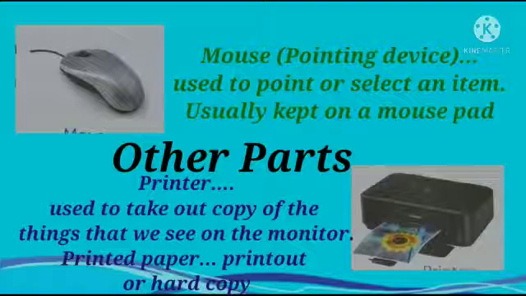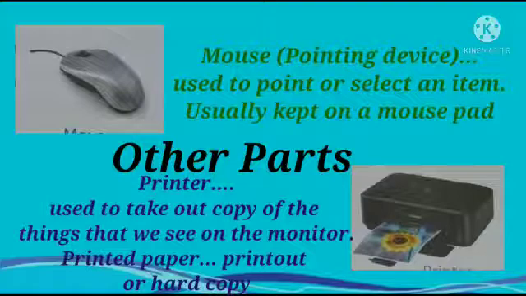The other parts of the computer, other than the main parts, are also there. So the first one, let us read about the printer. A printer is used to take out a copy of the things that we see on the monitor. It prints documents, pictures, etc.